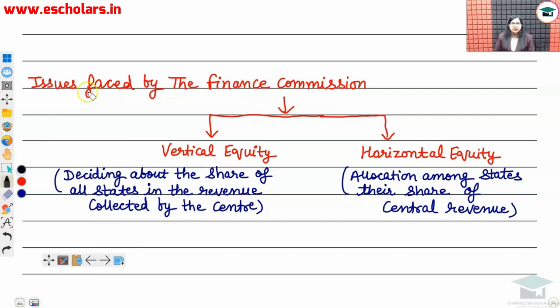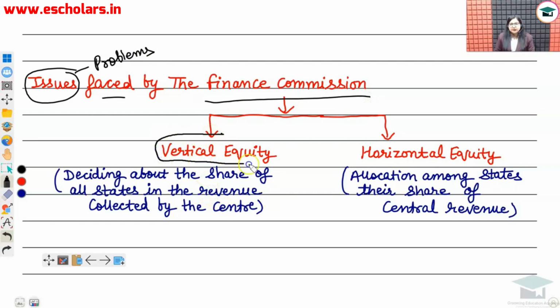Now students, there are some issues or problems faced by the Finance Commission, and those problems are vertical equity and horizontal equity. So vertical equity and horizontal equity are the problems faced by the Finance Commission in distributing the revenue of the taxes among the central government and the state government, or in providing the recommendations regarding that.